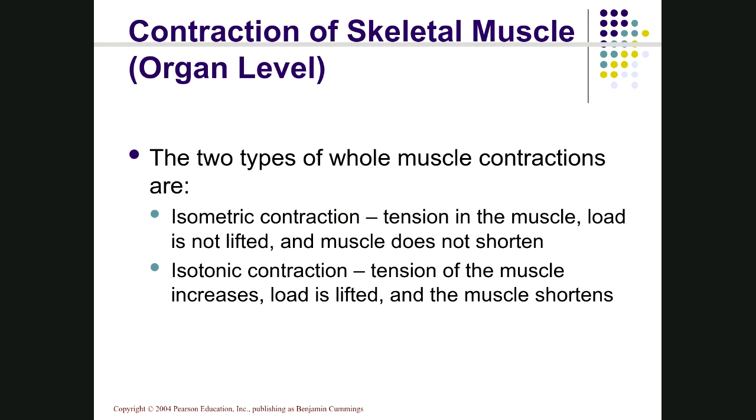Isometric, iso means same, and metric means length, same length. So an isometric contraction does not get any shorter. The muscle does not shorten. And the reason for that is because the load is not lifted. And so the muscle stays the same length.